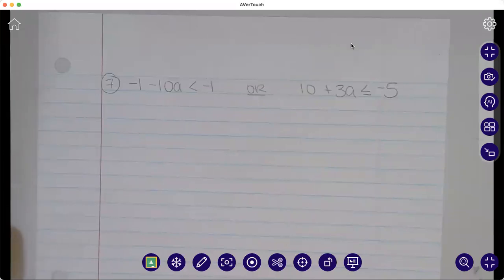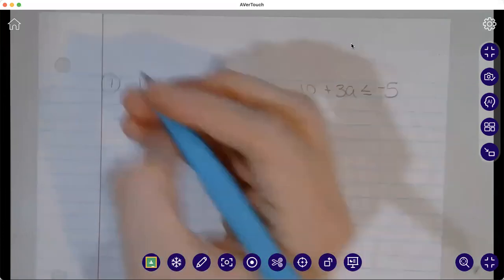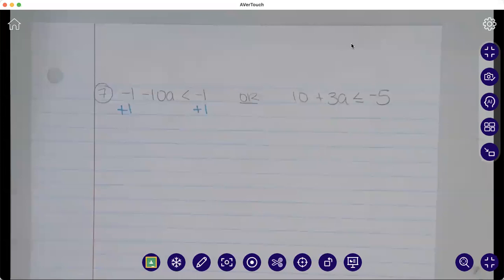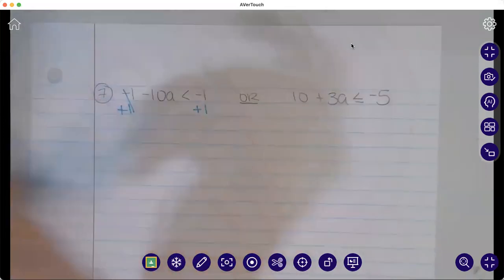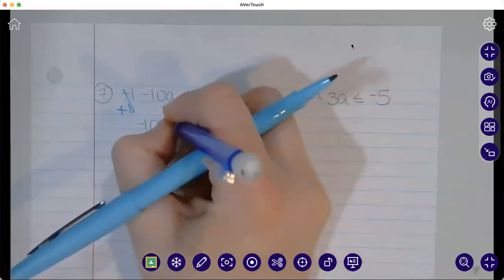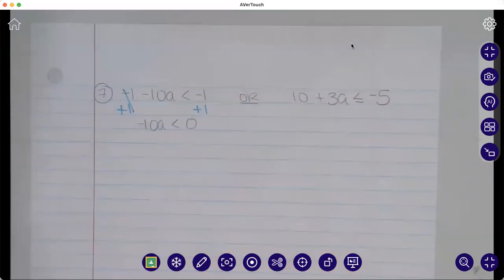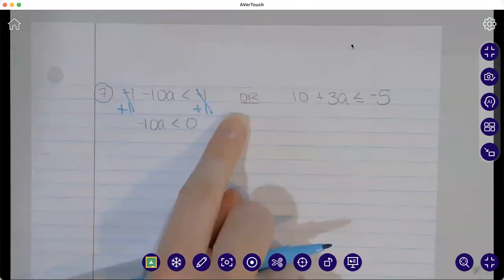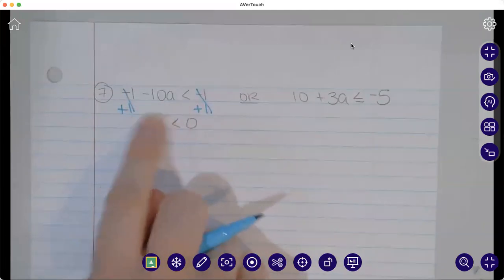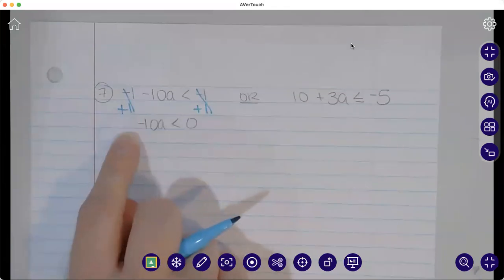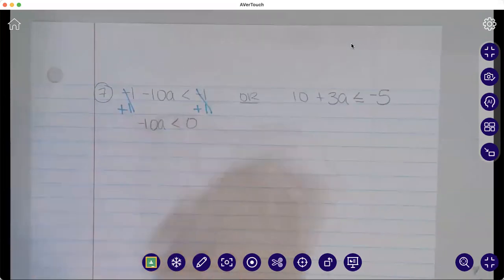Okay, hopefully you paused it and let's see how you did. So the first thing we do on the left problem is add 1 to both sides. So I get negative 10a is less than, and this actually goes down to 0. Remember, anytime something cancels out, it is 0, but if it's by itself, you have to keep the 0. You can't completely ignore it like we do over here on the left side of number 7.